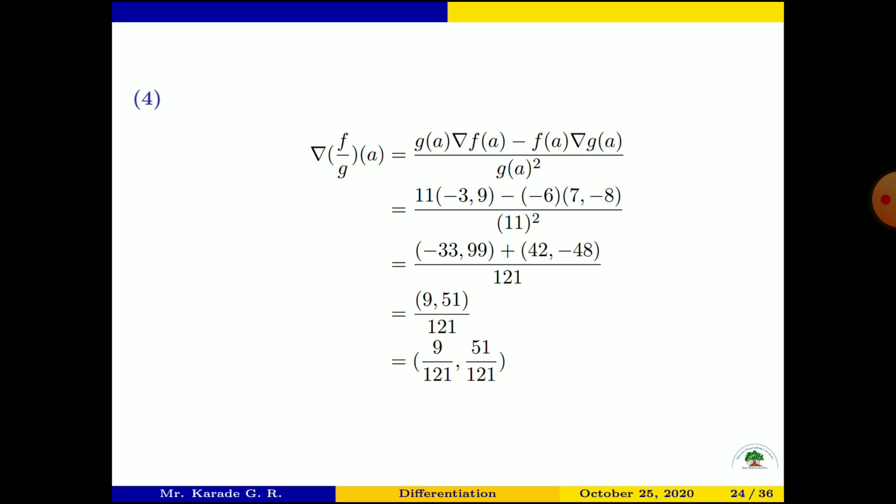So in the numerator, the addition of these two vectors is 9 comma 51, and divided by 121. So divide by these 121 to each component. So 9 divided by 121 comma 51 divided by 121. Thus the gradient of quotient of these two functions is 9 upon 121 comma 51 upon 121, a vector with two components.